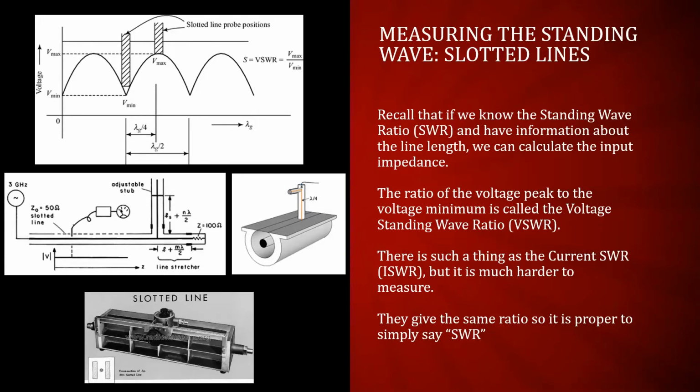Now there is such a thing, I'm pointing on the wrong screen here, my apologies, as a current SWR, called ISWR, but it requires putting itty bitty little ammeters along the way, which is really tough to do. But it does exist, and you should be aware of it. The ISWR is 180 degrees out of phase with the voltage SWR. So it's appropriate just to call it SWR. And if you want to impress your friends, you can call it VSWR, just to show your buddies how smart you are. But it's really just the standing wave ratio.